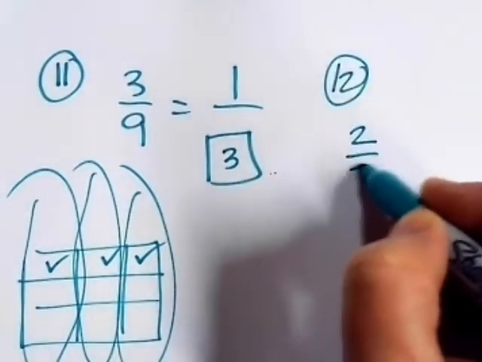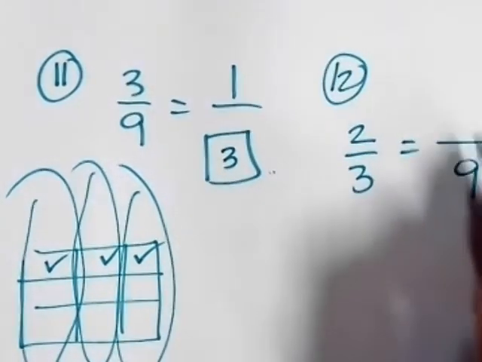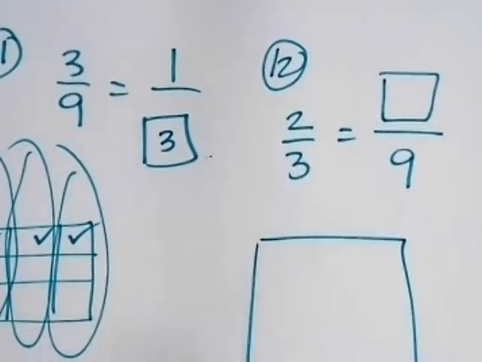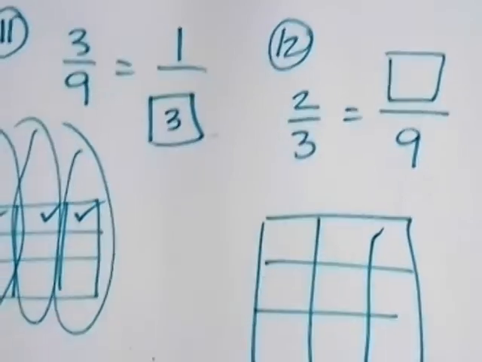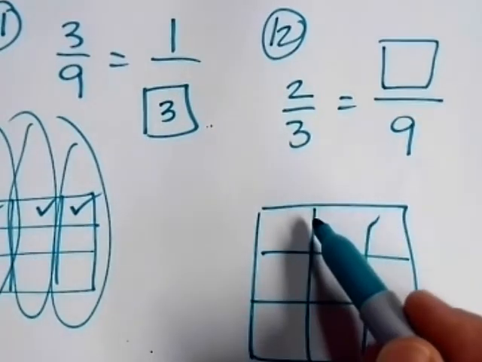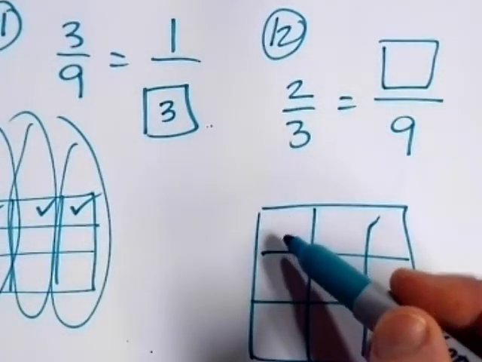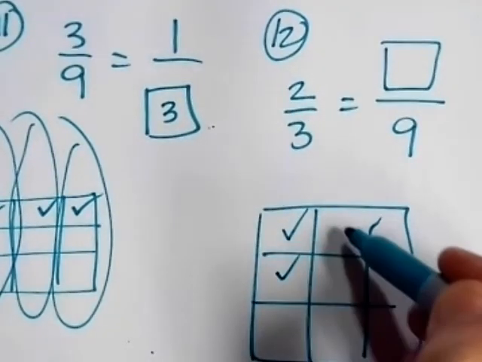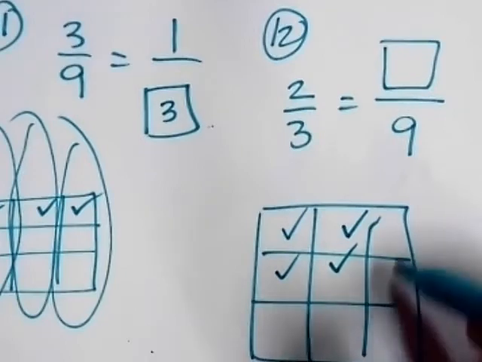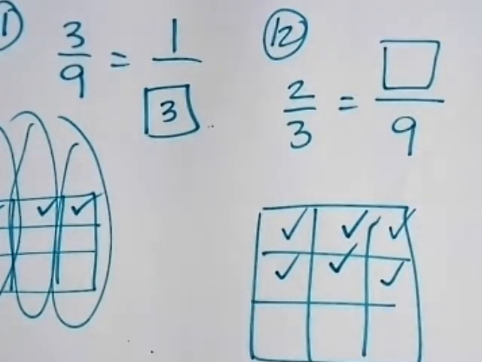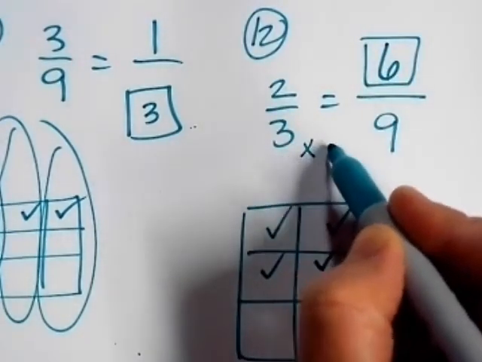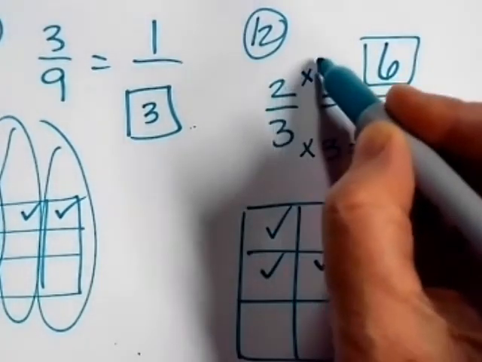12 says 2/3 equals what out of 9? I'm going to do the same thing. I'm going to divide this into 9 blocks. Okay? And 2 out of every 3 need to be checked. So out of this group of 3, I'm going to check 2. Out of this group of 3, I'm going to check 2. Out of this group of 3, I'm going to check 2. So how many did I check out of the entire 9? I checked 6. You could think of this as 3 times 3 gives me 9, and 2 times 3 gives me 6.